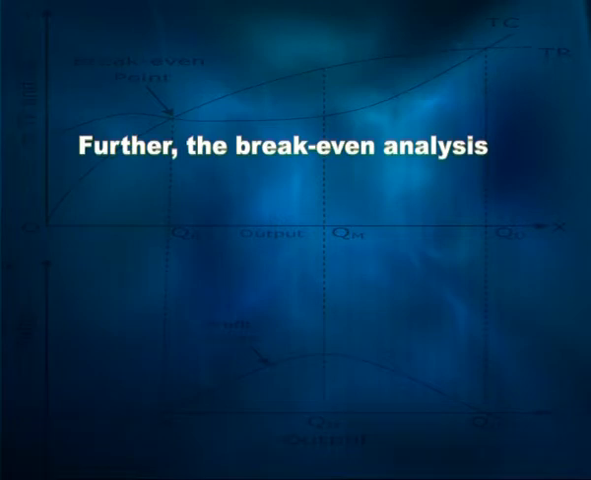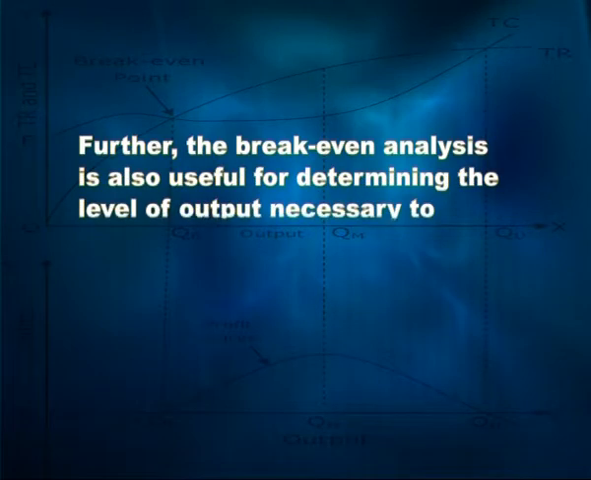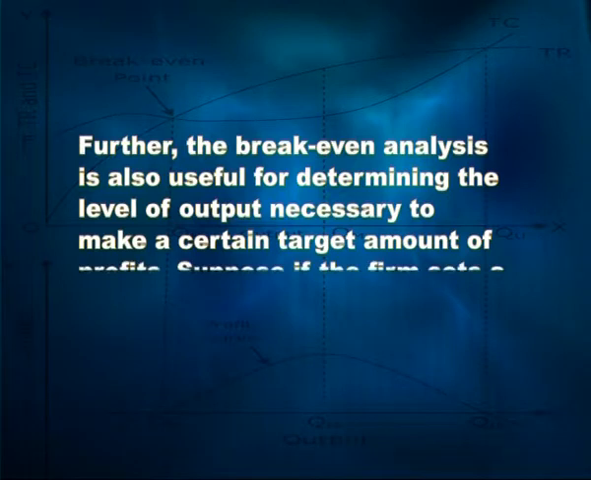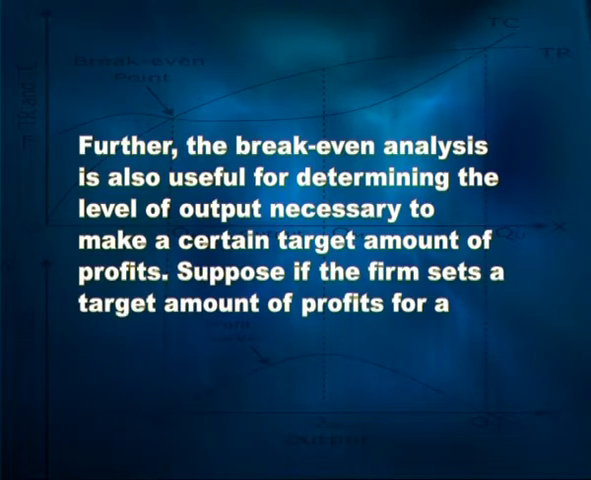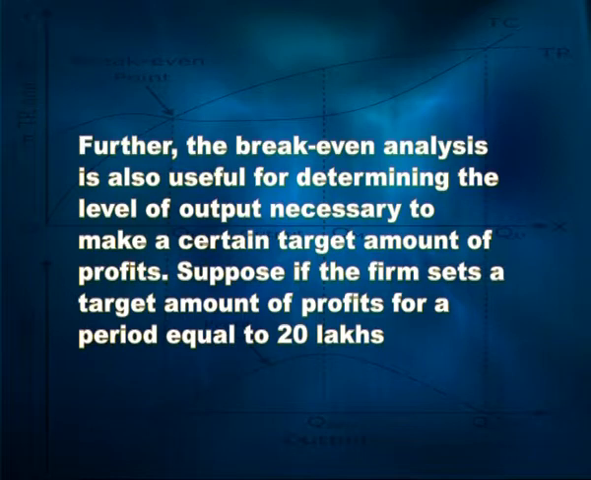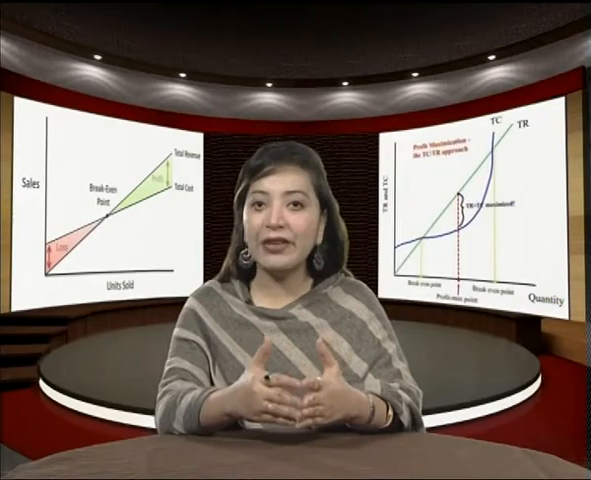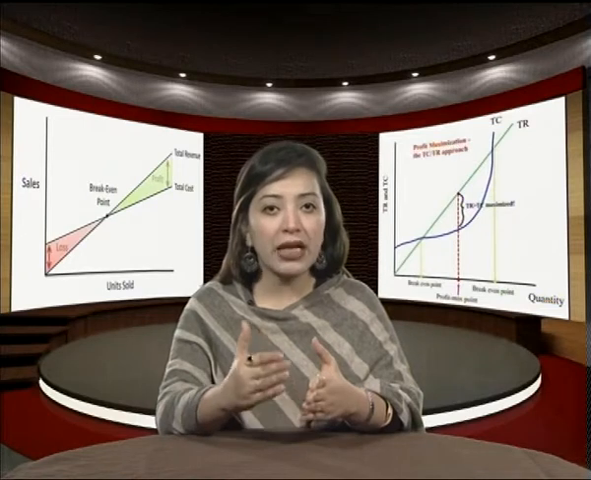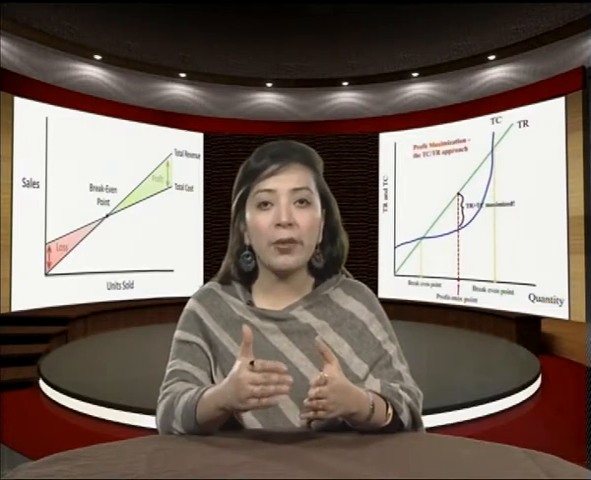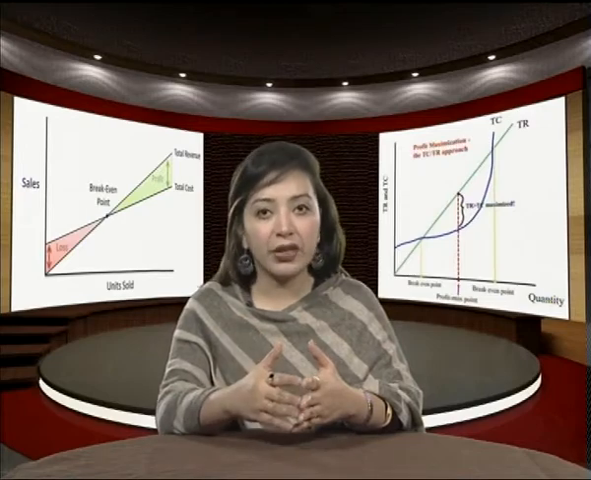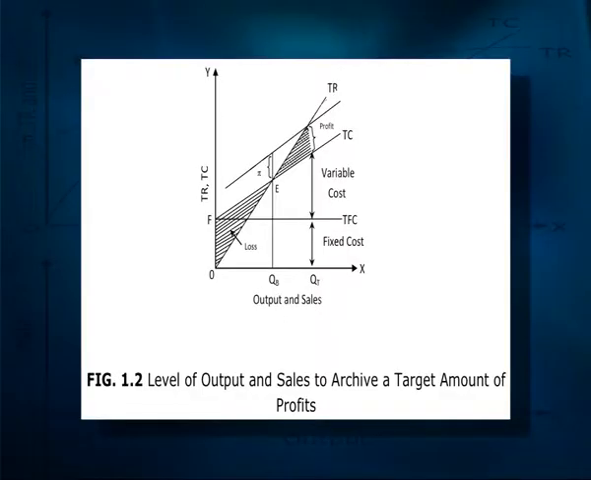Further, the break-even analysis is also useful for determining the level of output necessary to make a certain target amount of profits. Suppose the firm sets a target amount of profit for a period equal to 20 lakhs, which is supposed to be equal to ET in the image 1.2, then the level of output required to be produced and sold to obtain the given target amount of profit exceeds the break-even level. It will be seen from the image 1.2 that to realize target amount of profit pi or ET, the level of output necessary to be produced and sold increases to QT.